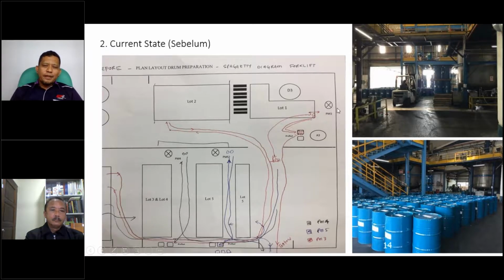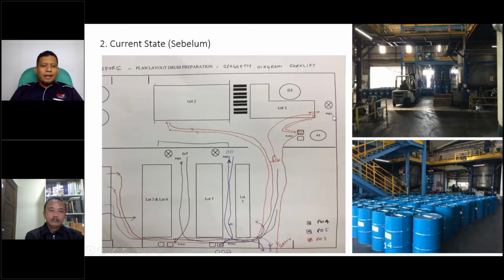But before they can pump, they need to bring the empty drums. They have to bring them through here, go down here, and go inside. Normally they have two forklifts: one brings the finished goods, one brings the empty drums. So they arrange all the empty drums in here so that the operator can pump.